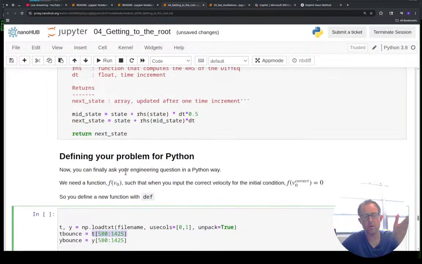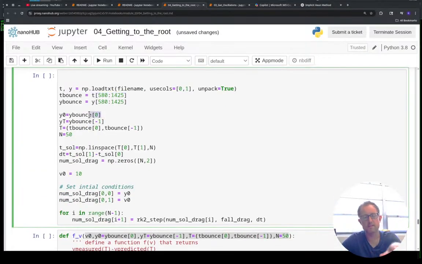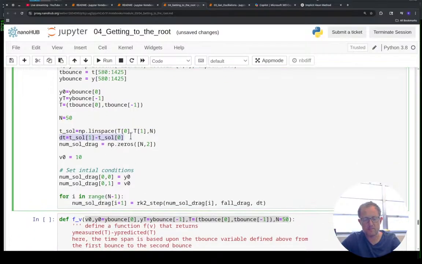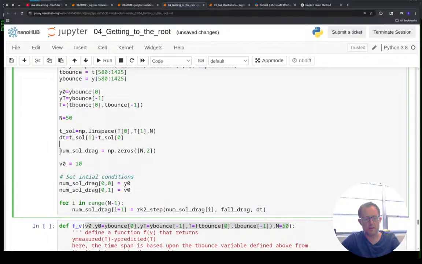And I want to simulate that whole thing, but the only thing I want to use is the fact that its initial height was this, and then its final height at time t was that. So total time span goes from t bounce 0 to t bounce -1. I use 50 steps to get there. So if I'm using 50 steps, then make a linspace from the initial time to the final time. My dt is going to be the difference in those times. Then initialize my solution for this ball that's falling. Then I'll just literally make a guess.